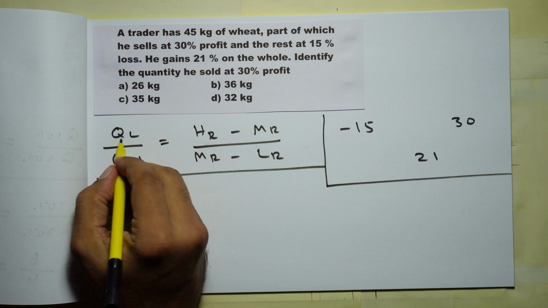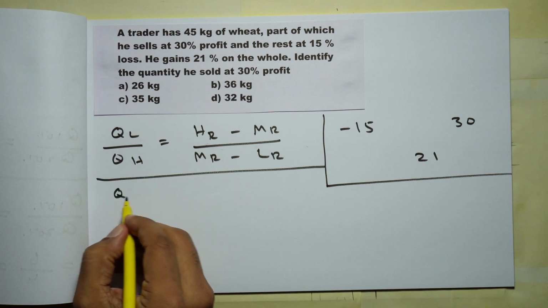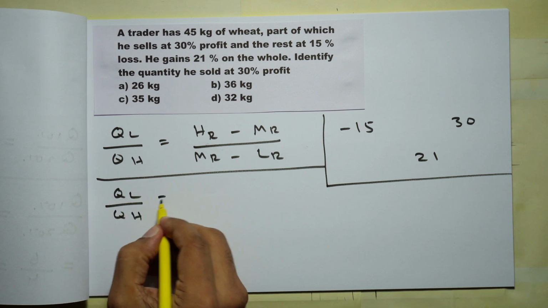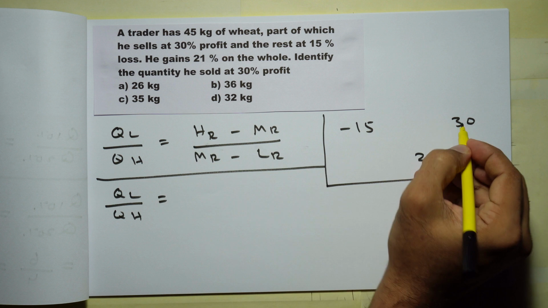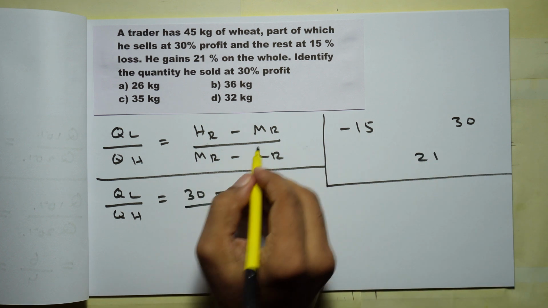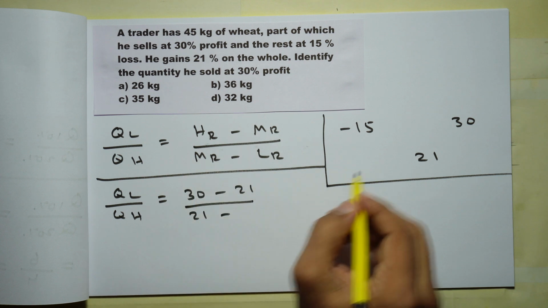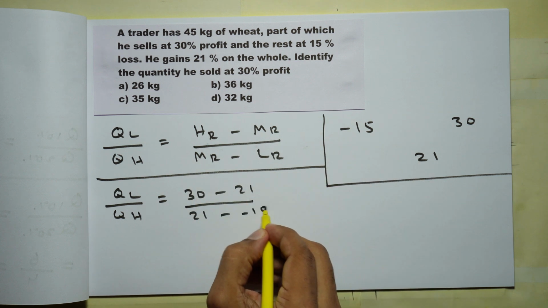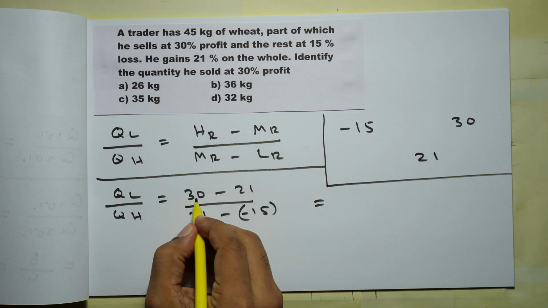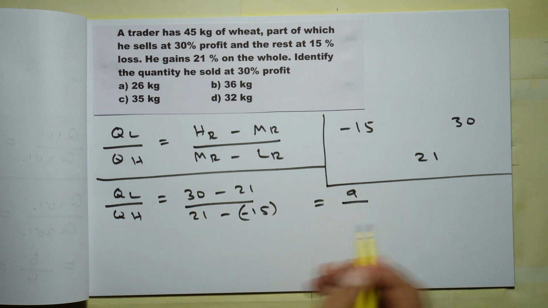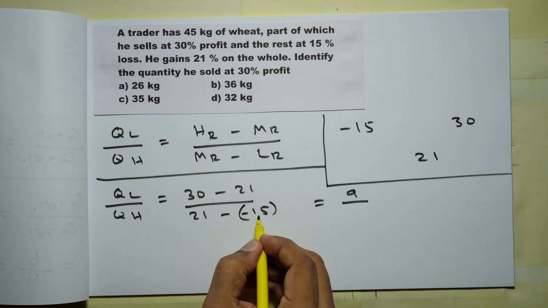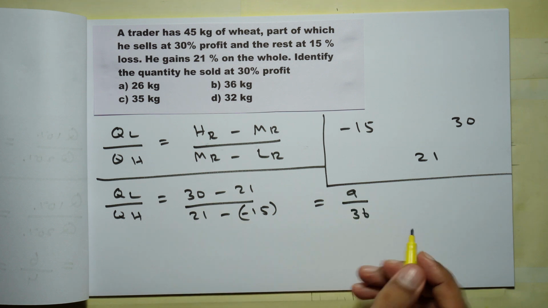So quantity from which he is getting lower returns to quantity from which he is getting higher returns. This ratio is given as higher returns, 30, minus mean returns, 21, divided by mean returns, 21, minus lower returns, negative 15. So this negative sign is very important. So we'll get the ratio as 30 minus 21 is 9, over 21 minus negative 15. So that will be 21 plus 15. That you will get as 36.